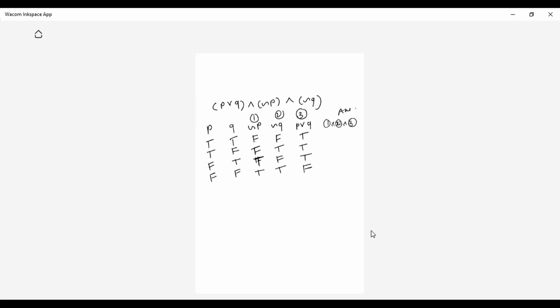Now, instead of directly going for 1 and 2 and 3, you can perform an intermediate step. You can go for 1 and 2 first. Ma'am, in P or Q, the second value will be false now. True, false, false.